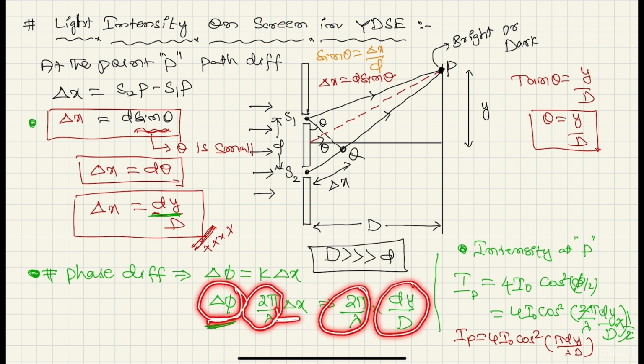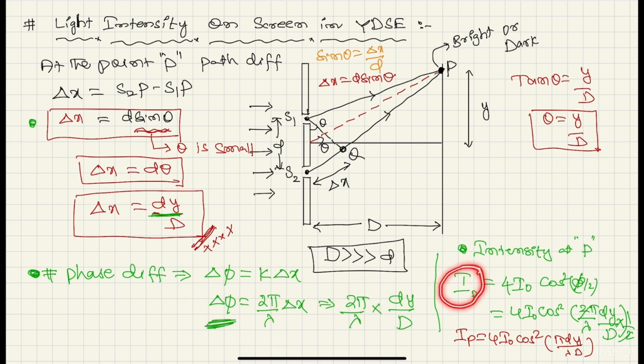This is the phase difference. After knowing the phase difference, we need the intensity. So how do we go for intensity? Intensity is equal to 4 I naught cos square phi by 2. Substituting, you can check it clearly, I got 4 I naught cos square pi d y by lambda D as the intensity on the screen in YDSE. This is the relation for the intensity at this point.